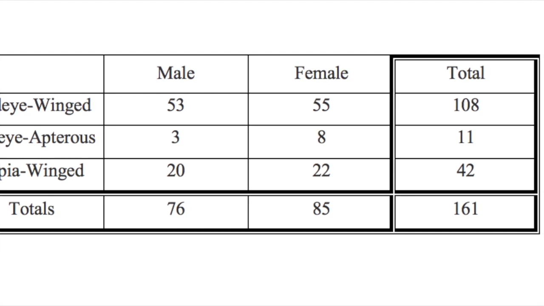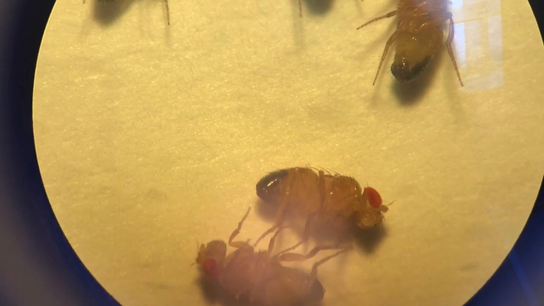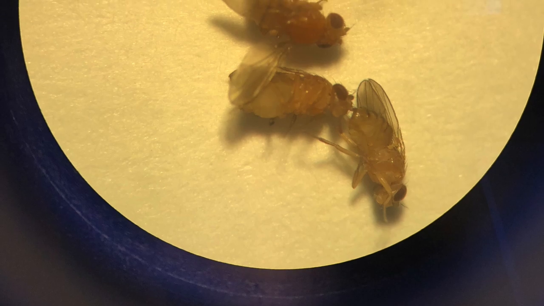The results of the F1 and F2 progeny reveal that red-eye is dominant over sepia and wings are dominant over no wings.